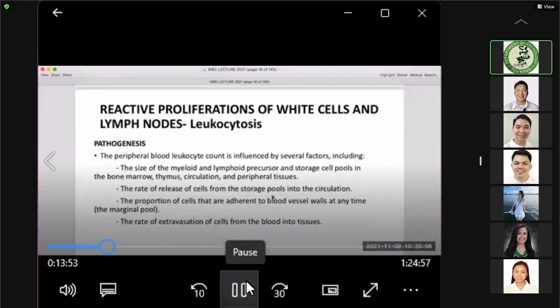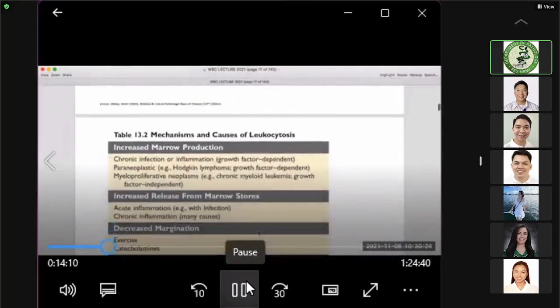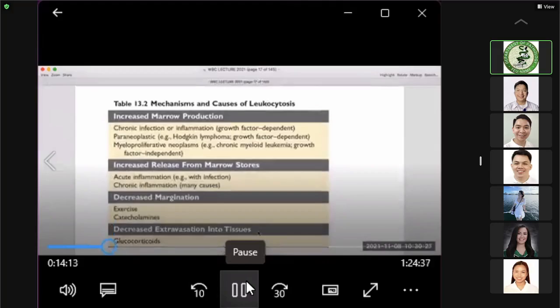is the release of cells from the storage pools, depending on the need; the proportion of cells that are adherent to the blood vessel walls at any time, what we call the marginal pool; and the rate of extravasation of cells from the blood into the tissues. Listed here are mechanisms and causes of leukocytosis. For increased marrow production, we have chronic infection or inflammation. We also have paraneoplastic conditions and myeloproliferative neoplasms, as listed here.